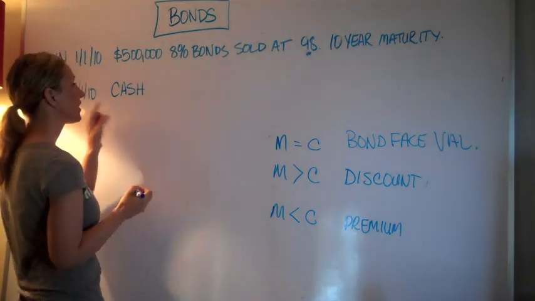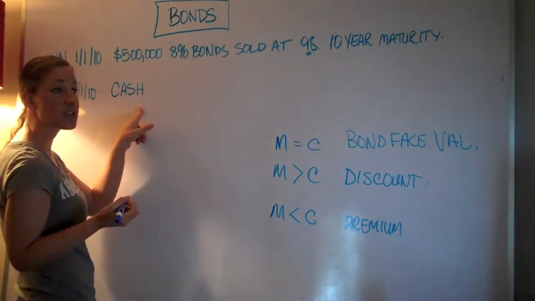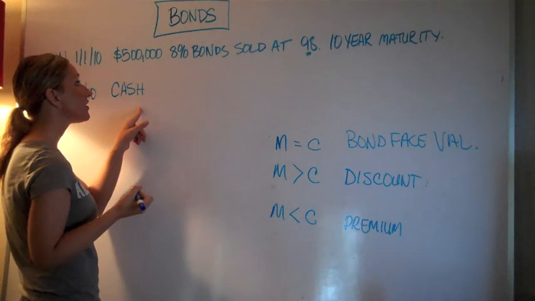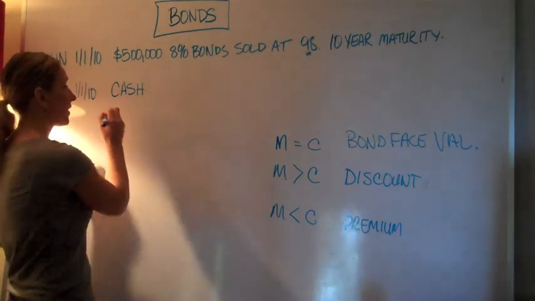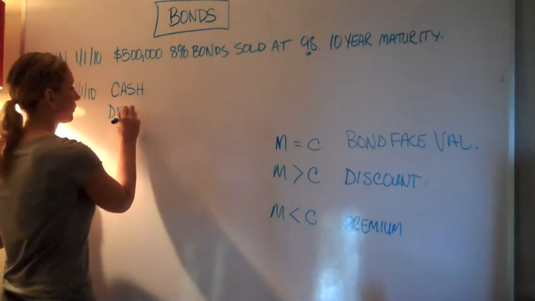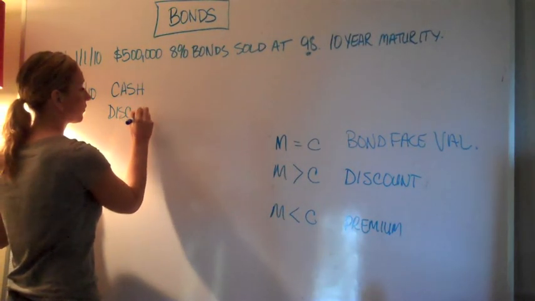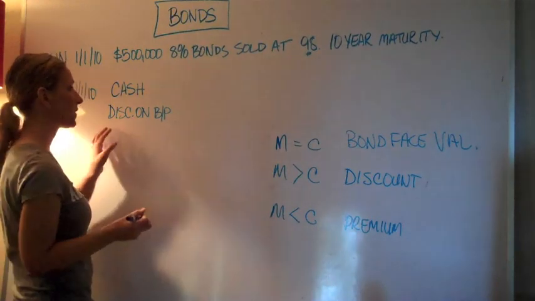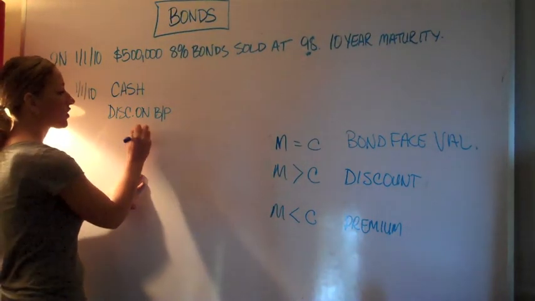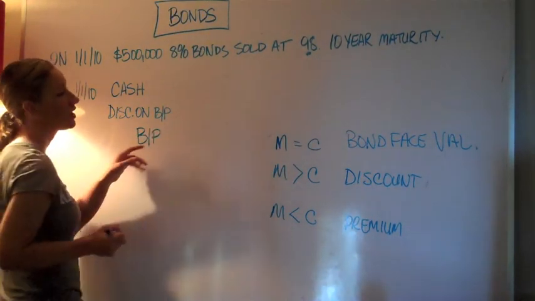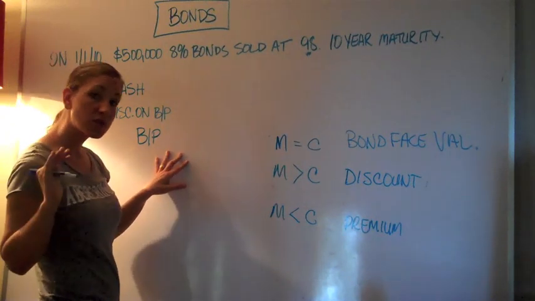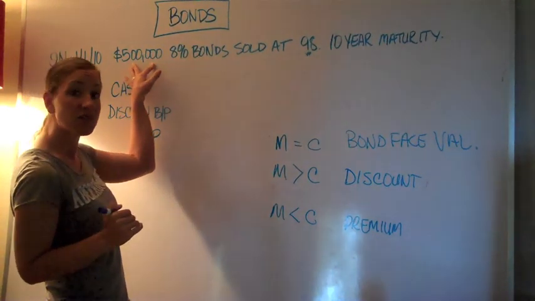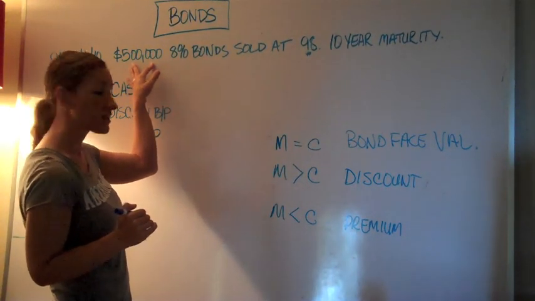We're going to wait. We have a new account that's a contra account to our bonds payable account. It's called the discount on bonds payable. I'm abbreviating so we have enough space. And then we've got our bonds payable. Okay? Our bonds payable is always going to be listed at the face value. The face value of these bonds is $500,000.